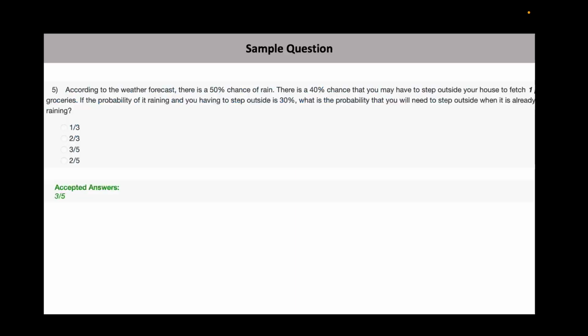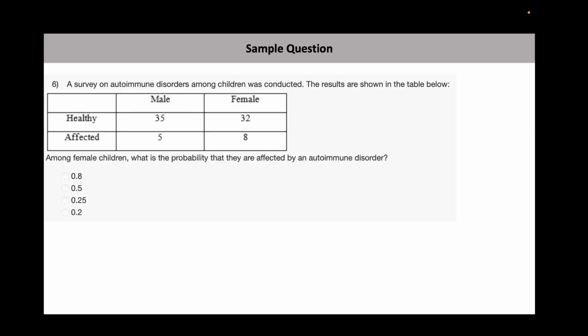Okay. So your answer to this question is 3 by 5. Now let's move on to the next question. A survey on autoimmune disorders among children was conducted. The results are shown in the table below. Among female children, what is the probability that they are affected by an immune disorder? Again, it's a very simple question. I'll give you 2 minutes. You can try solving it.